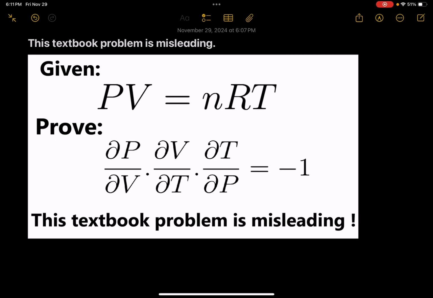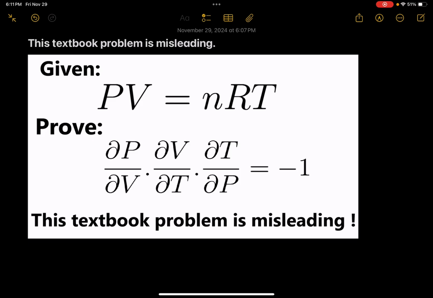This textbook problem is misleading. The problem says that we have the equation PV = nRT, where P is the pressure of an ideal gas, V is volume, T is temperature, R is the ideal gas constant, and n is the number of moles. This is basically a relation between pressure, volume, and temperature of an ideal gas. And we are asked to prove this relation, and it's shown as an interesting relation that the ideal gas can satisfy.